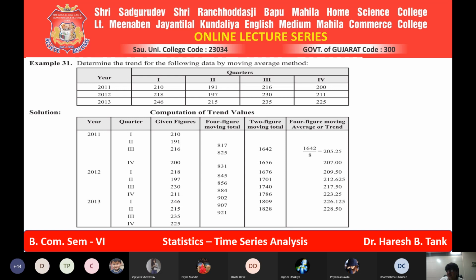At the initial stage, you are making a bunch of 4. It should be 210, 191, 216 and 200. Adding them, it comes to 870. Is it so? Yes, sir. Okay, do the same process till the last element.